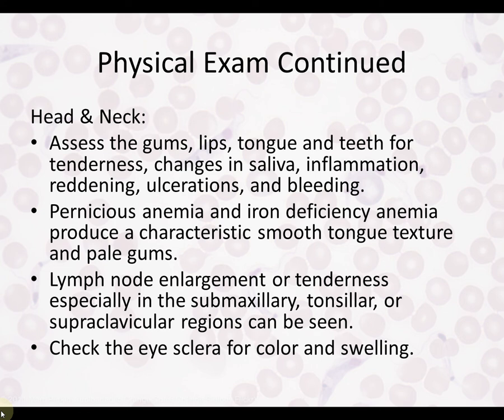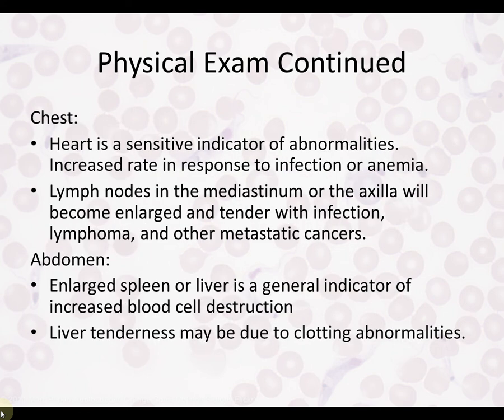You want to check their chest next in your physical examination. The heart is a sensitive indicator of any abnormalities. You can see an increased rate or tachycardia. It can be in a response to infection or to anemia, either one. Lymph nodes in the mid-sternum or in the axilla will be enlarged and tender with infection, lymphoma, and other metastatic cancers. So you'll want to be checking those.